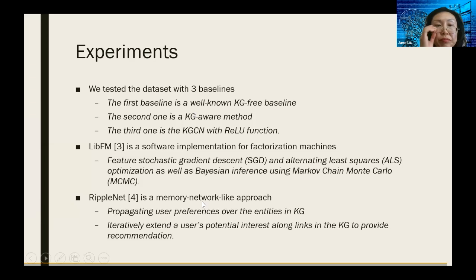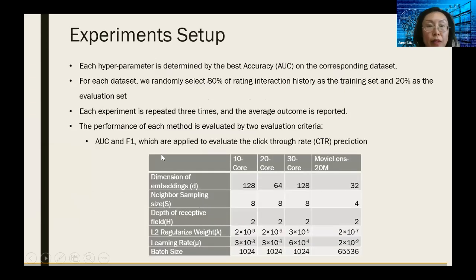Our study is based on accuracy. We select about 80% of the source data for training and 20% for evaluation, the testing. We use AUC, accuracy, and F1 score to evaluate our results. And here are some of the parameters we have for our setup.